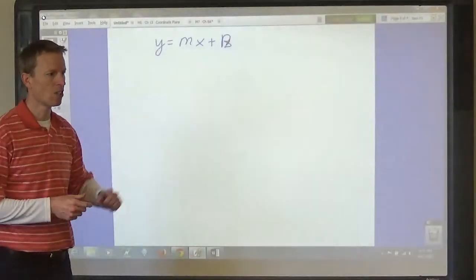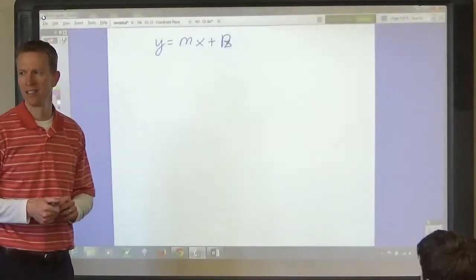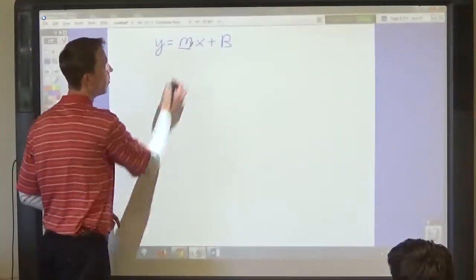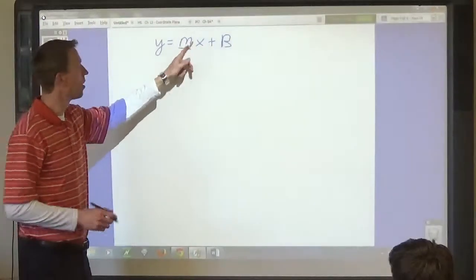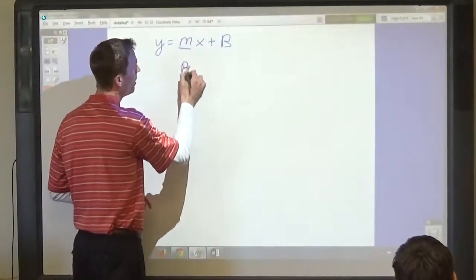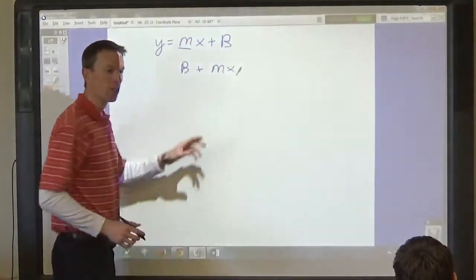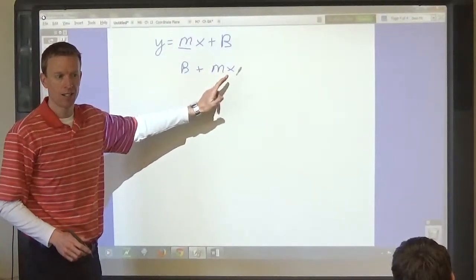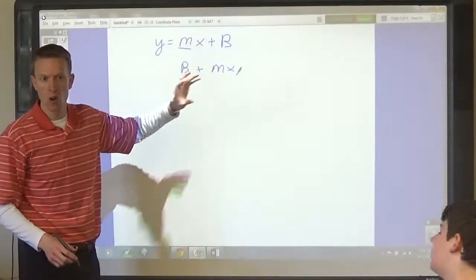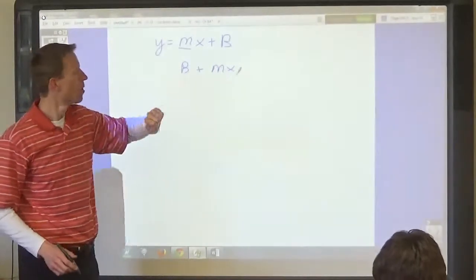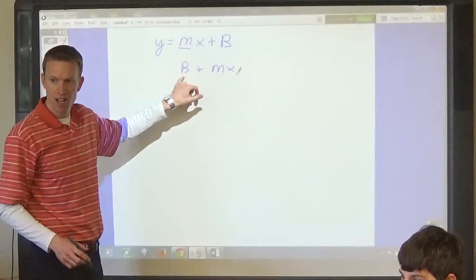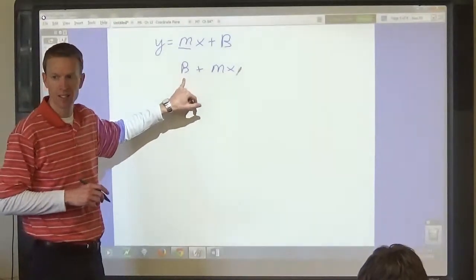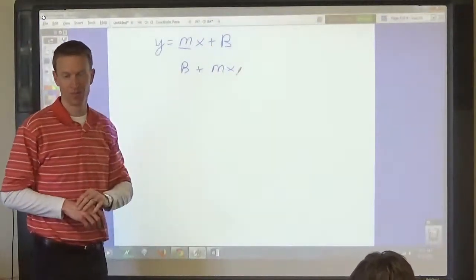Which one of these is the slope? Chase? The m. M is the slope. So whatever m is, it could be written b plus mx. The slope is always the coefficient of x. Repeat that. The slope is always the coefficient of x. B is the y-intercept. The y-intercept is always the other number.